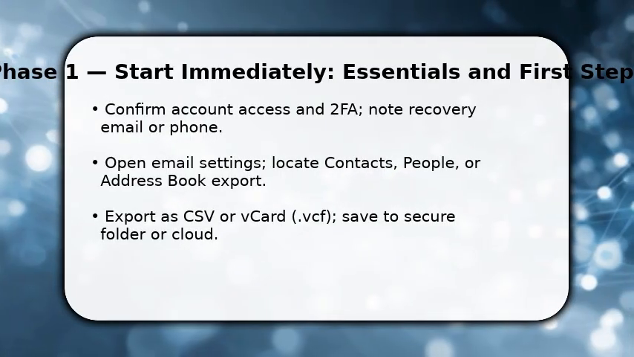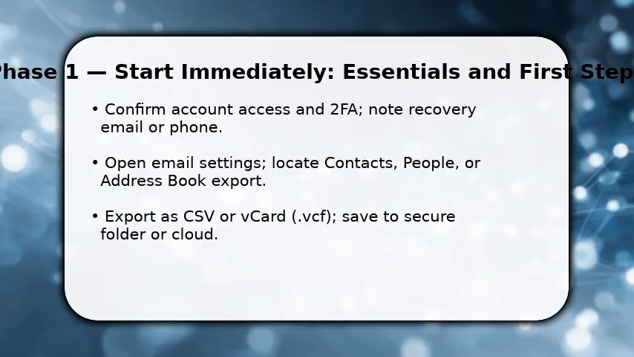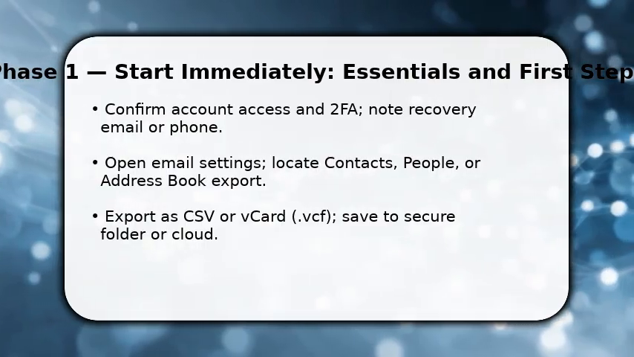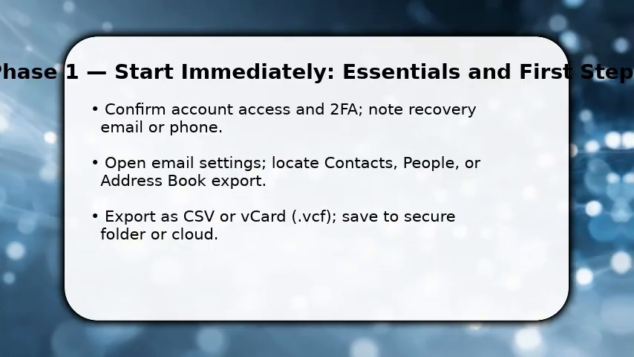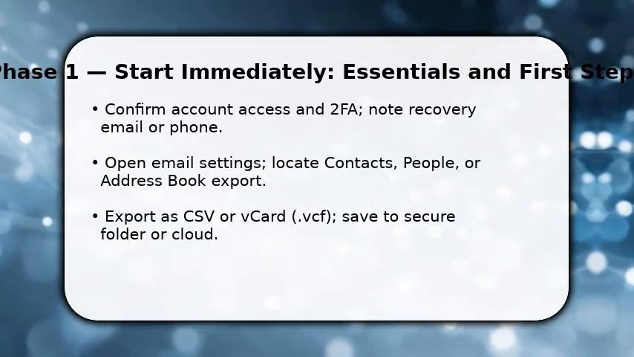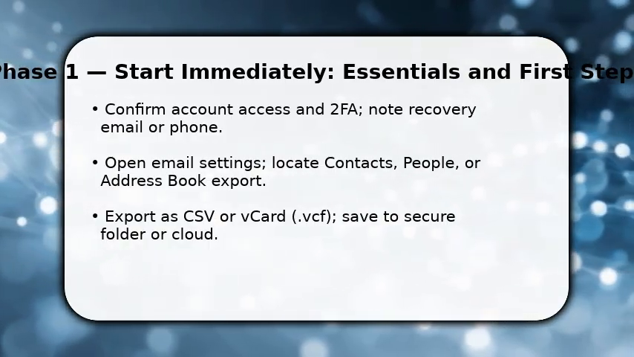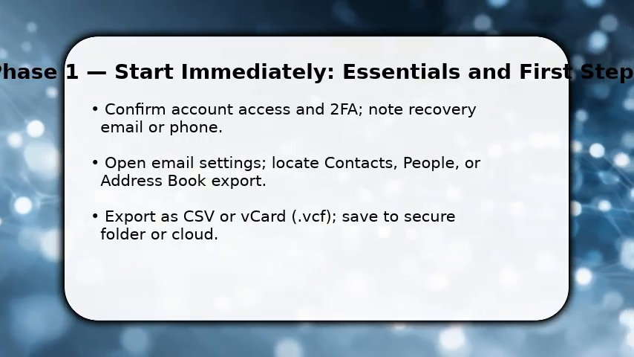You start by verifying account access and two-factor recovery methods. This prevents lockout midway. Once signed in, go straight to contacts or people in the web client. Make sure you select the full address book rather than a single label.